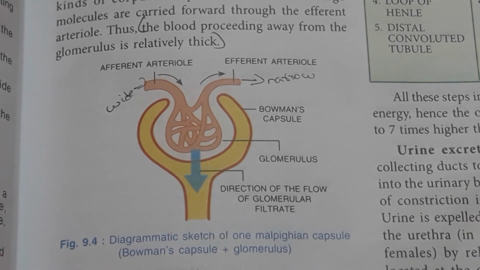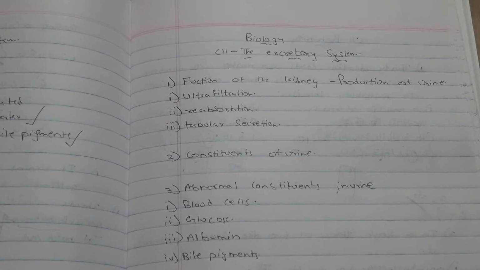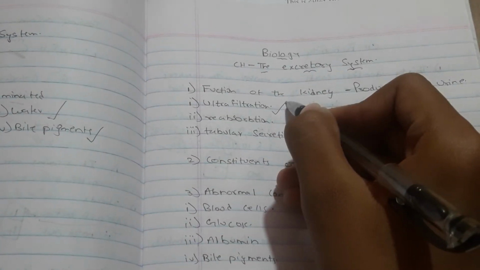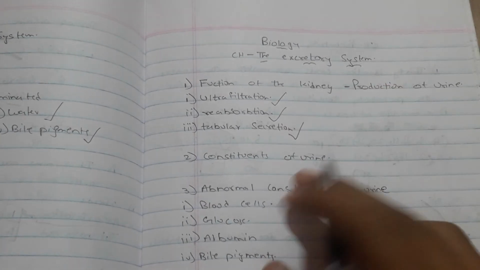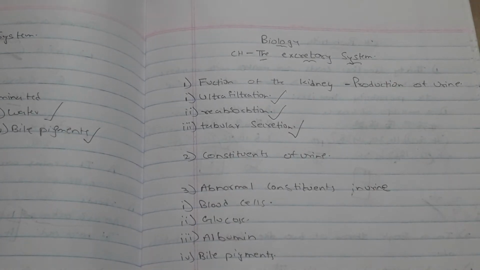All these things happen in a single renal tubule, which I have also shown in a picture in my previous video. So those are the processes involved in the function of the kidney, the production of urine. We have completed ultrafiltration, reabsorption, and tubular secretion. Now we will move to the constituents of urine.